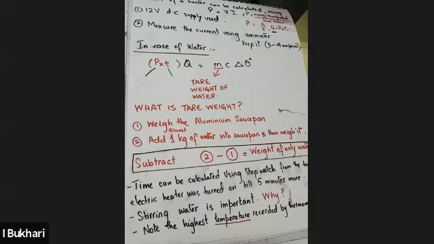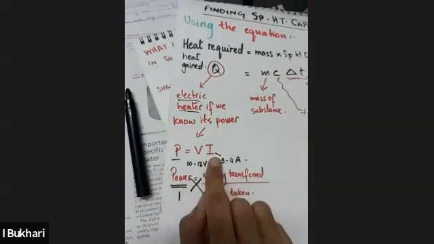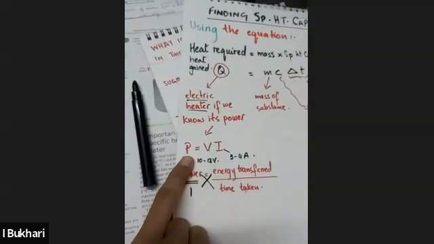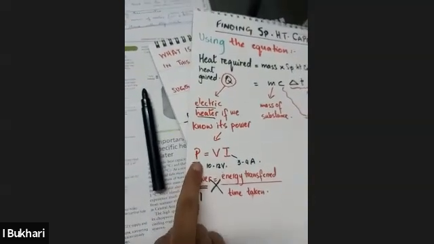How do we get the power? Power would be labeled on the electric heater, and if it is not labeled, I told you another way of finding out the power of an electric heater: first immerse it in water and connect it to a 12 volts DC supply, then measure the current with the help of an ammeter, and then you multiply the voltage with the current. Using this equation, when you have the current and the voltage, you can multiply them and get the power if power is not already labeled on the electric heater.